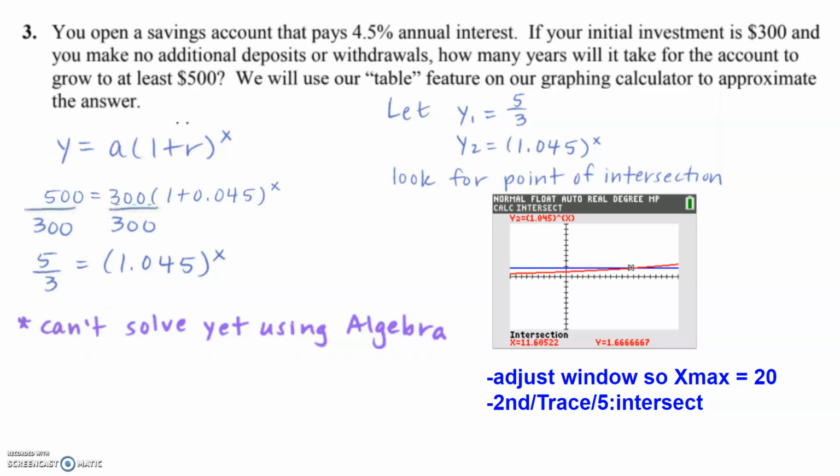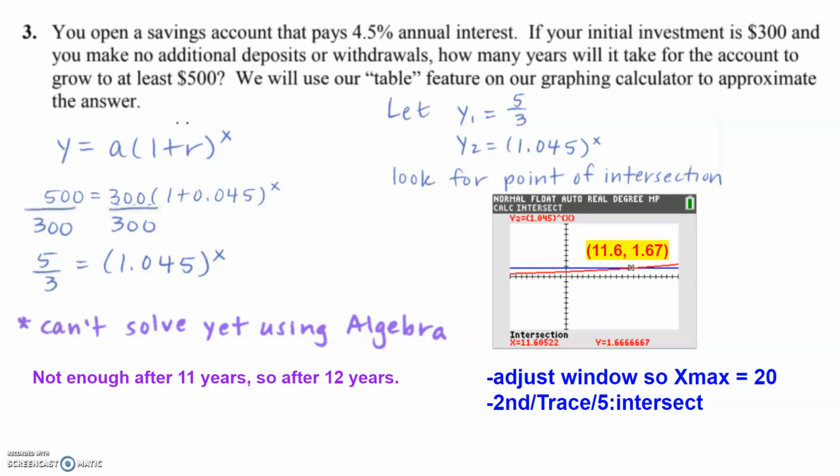Okay. Finding that intersection is second trace. Option 5 is intersect. And then you're hitting enter 3 times. That's going to find your intersection. It's going to give you your first curve, your second curve, and your guess, and identify the exact intersection of those two graphs. So in this case, they intersect at 11.6, 1.67. 11.6 is the x value. That's the answer that we're looking for.